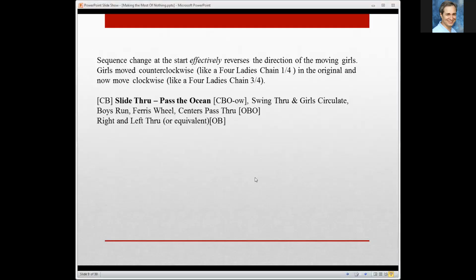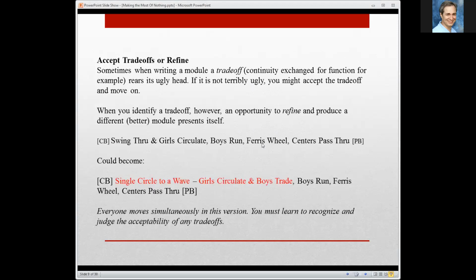Okay, so what we were saying about the sequence change is that it reverses the order, as in a four ladies chain effect. If it's a conversion, if you start where you would end up getting your partner, you would end up getting your opposite instead if you change the sequence. Let's just move on to the next slide for now.